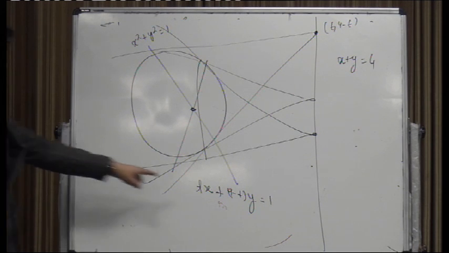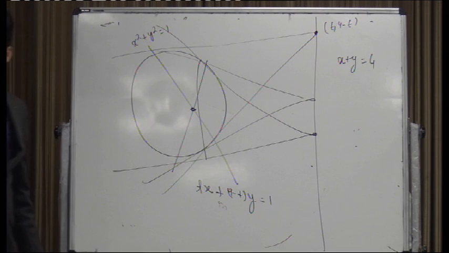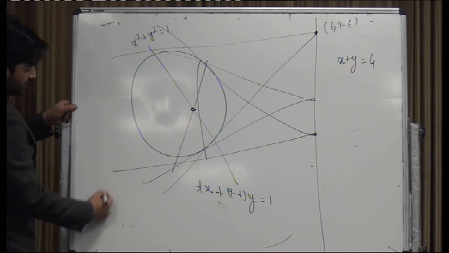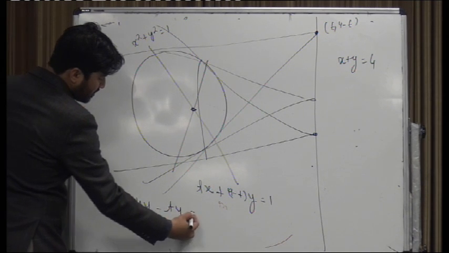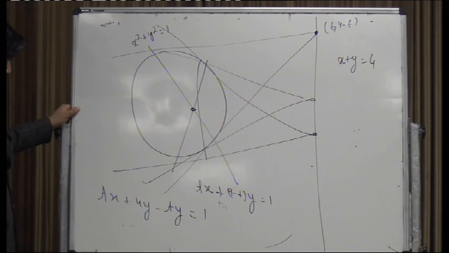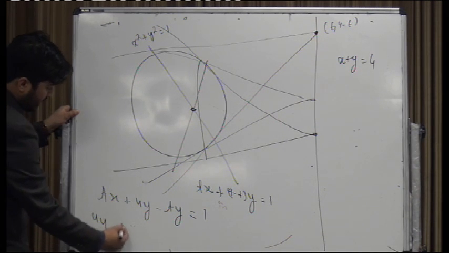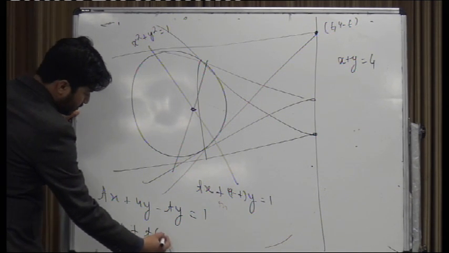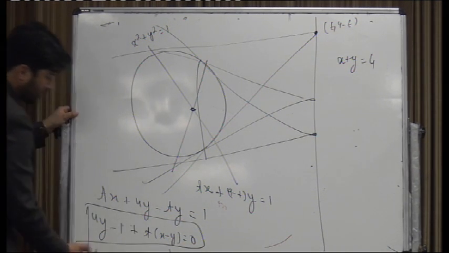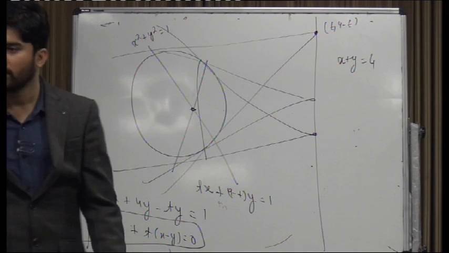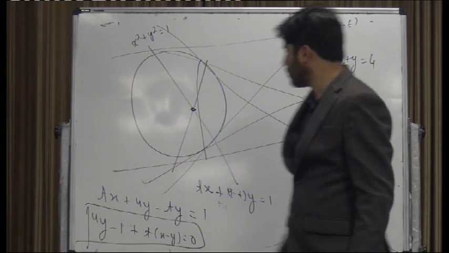Now how to show it? So you have got this fellow: tx plus 4 minus t into y is equal to 1. So you can say tx plus 4y minus ty is equal to 1. So you can say 4y minus 1 plus t into x minus y is equal to 0. Right? This is L1, this is L2. So what has L1 become?